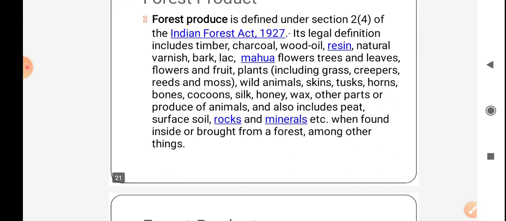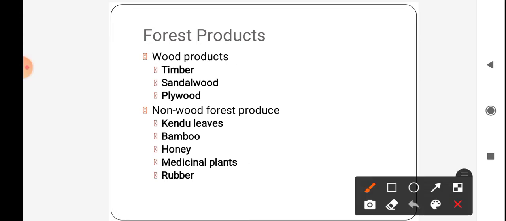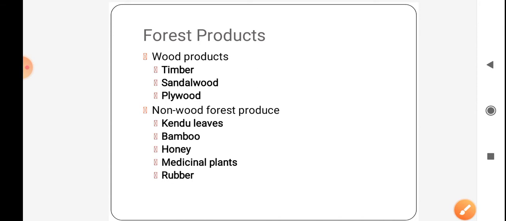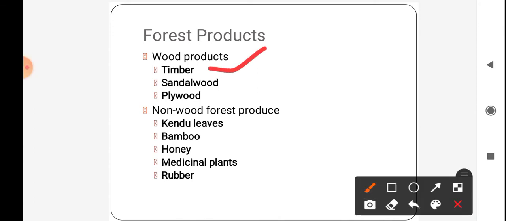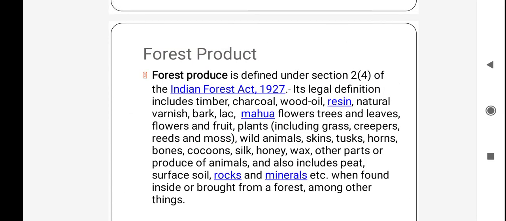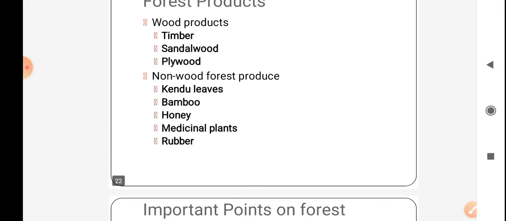Okay, but taking out is not so easy. It is protected. So forest products, again we can classify into two major groups. One is wood products and another is non-wood products. Wood products contain timber, sandalwood and plywood. Non-wood forest produce, again so many things, as is clear from the definition. Majorly when we classify it, it is kendu leaves, bamboo, honey, medicinal plants and rubber.